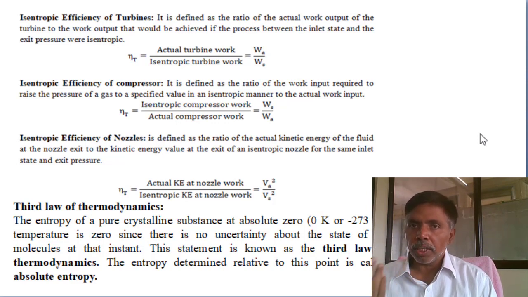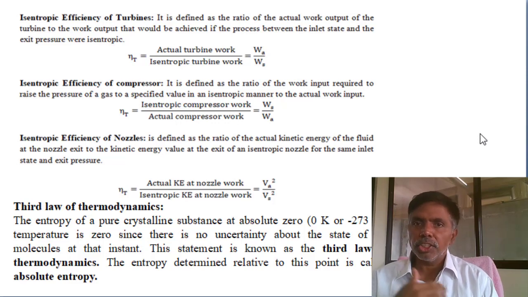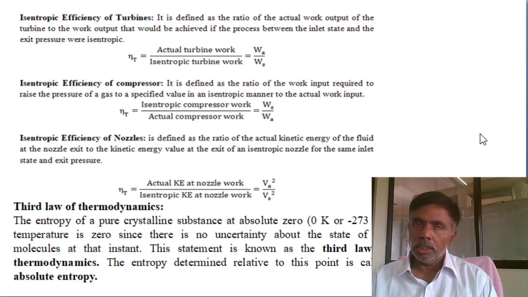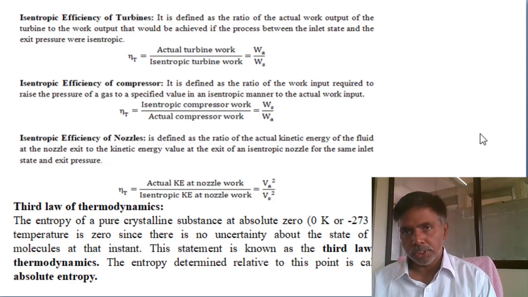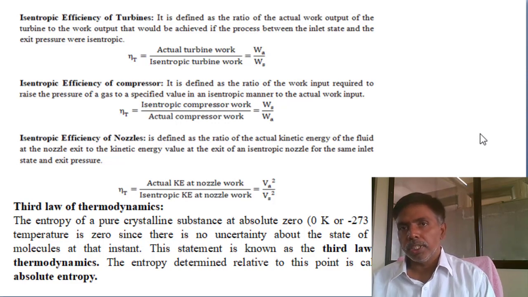From the steam tables we are calculating the isentropic work output, and the manufacturer will provide the isentropic efficiency of the turbine, generally 85 to 95% efficiency. If the capacity in the megawatt range is increasing, the isentropic efficiency of the turbine automatically increases.